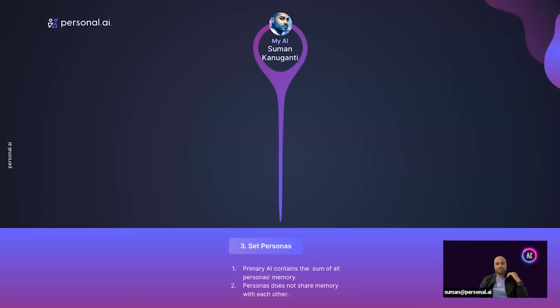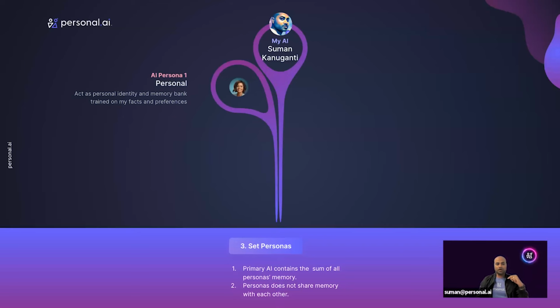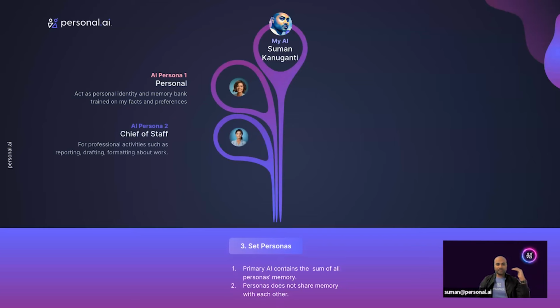So let's just consider this is my primary AI, Suman Kanuganti, that is representing me. I have the following personas. I have a personal persona where all the information is my identity. I have a chief of staff persona, which is all about my professional activities for reporting, drafting, writing, and generating content, mostly for my work.